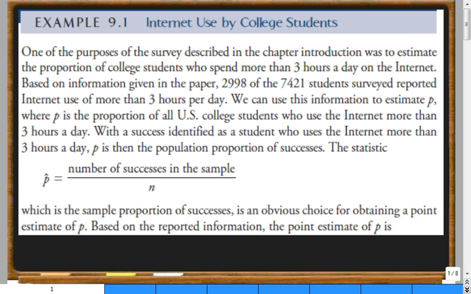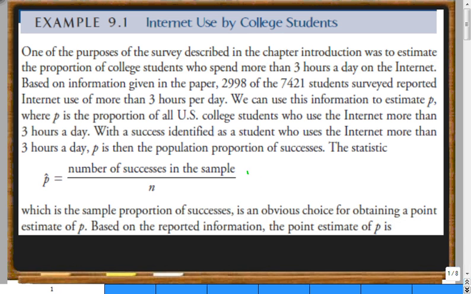Okay, so how are we going to do that? Well, it would make sense, if we are trying to find the true proportion, to use our sample proportion. That just makes sense. If we have a sample, use the proportion of those people who use the internet more, and that would be a way to estimate. Pretty simple.